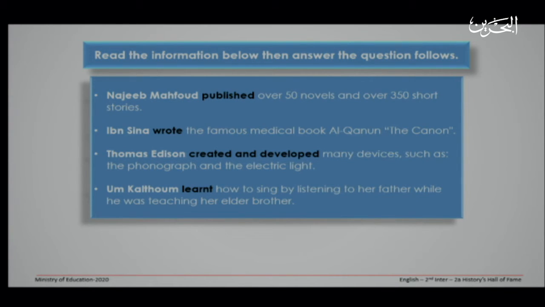Now, this task is followed by this mission. Read the information below, then answer the question that follows. Number one, Naguib Mahfouz published over 50 novels and over 350 short stories. Number two, Ibn Sina wrote the famous medical book Al-Qanun, the Canon. Thomas Edison created and developed many devices, such as the phonograph and the electric light. Om Kulthum learned how to sing by listening to her father while he was teaching her elder brother.